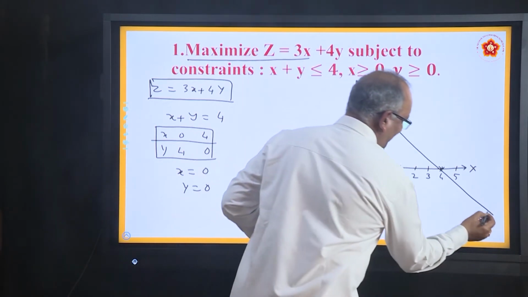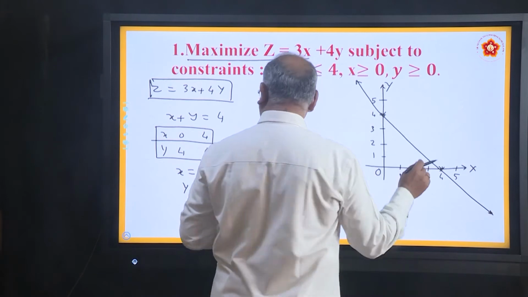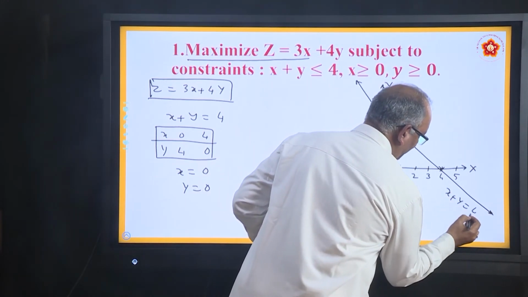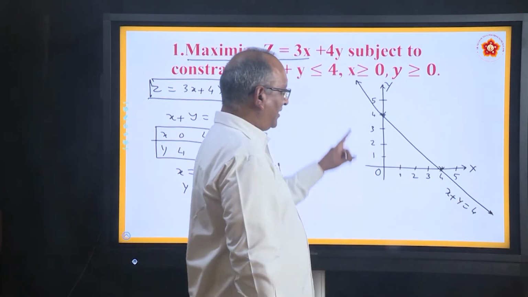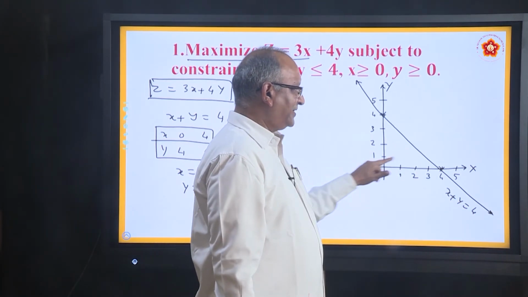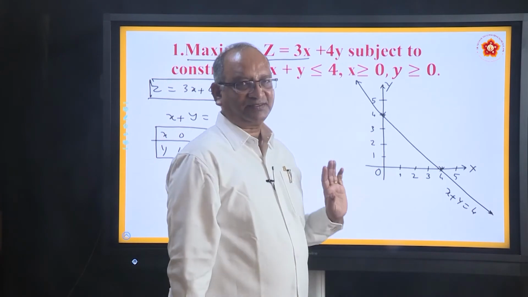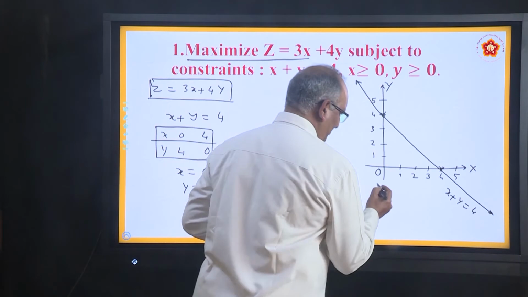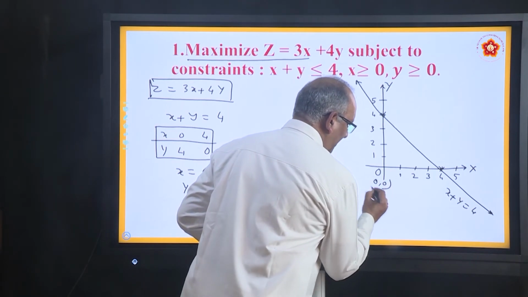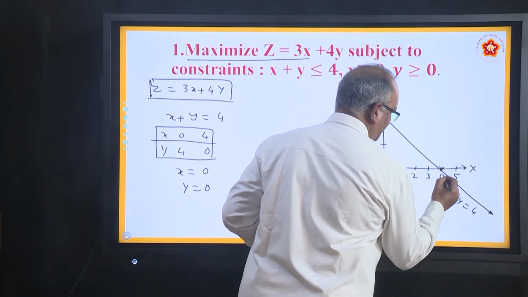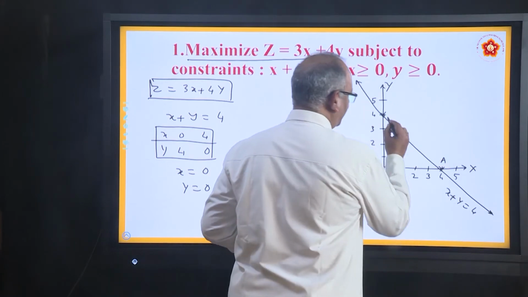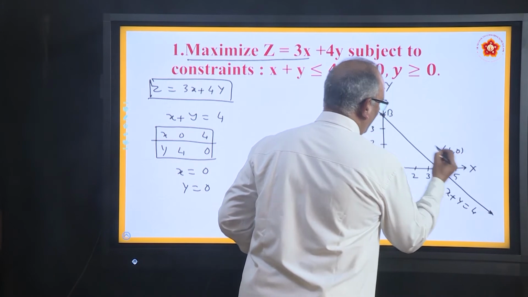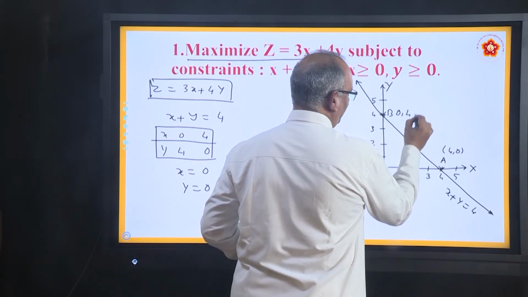So how many lines are there? You can write this represents x plus y equal to 4. So how many lines? One is the line which we have drawn, another is x axis, another is y axis. Find out where they are meeting each other. One is the origin, 0, 0. Then this point which is 4, 0, you can call it A. This you can call it B. What is A? It is 4, 0. What is B? It is 0, 4.